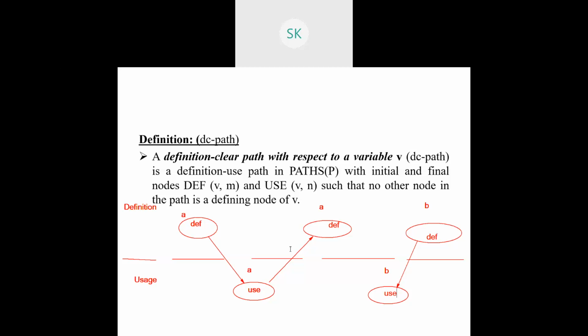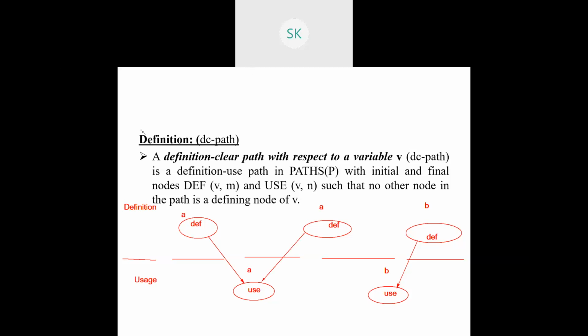Sorry, this arrow mark, I need to mark it in a different manner. The meaning here is only one definition for that particular usage. If you have multiple definitions for that usage node, then that cannot be called definition clear. Definition clear here means only one time you can define it, next time you cannot redefine.